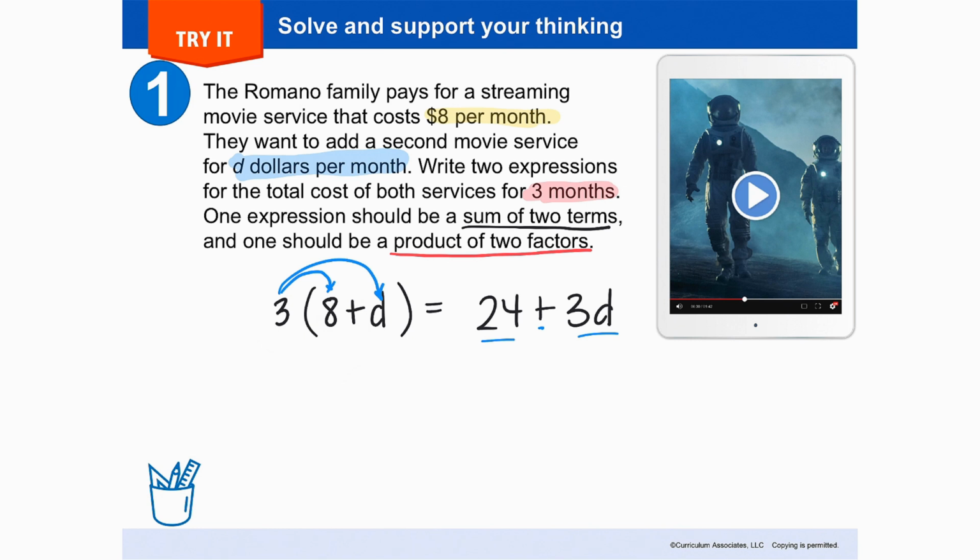These are equivalent expressions because we know they're already paying $8 per month. If I do 8 plus 8 plus 8, or 8 times 3, we'll get 24. And then 3 months times the cost of the new streaming service, which we don't quite know yet. Okay, so these are equivalent expressions.